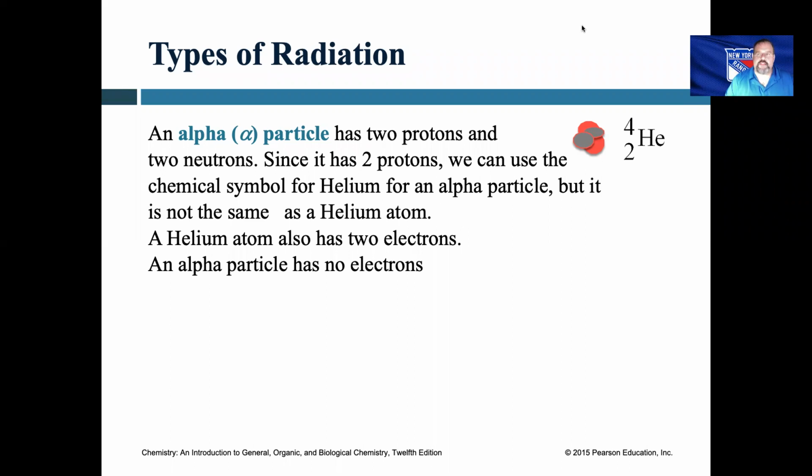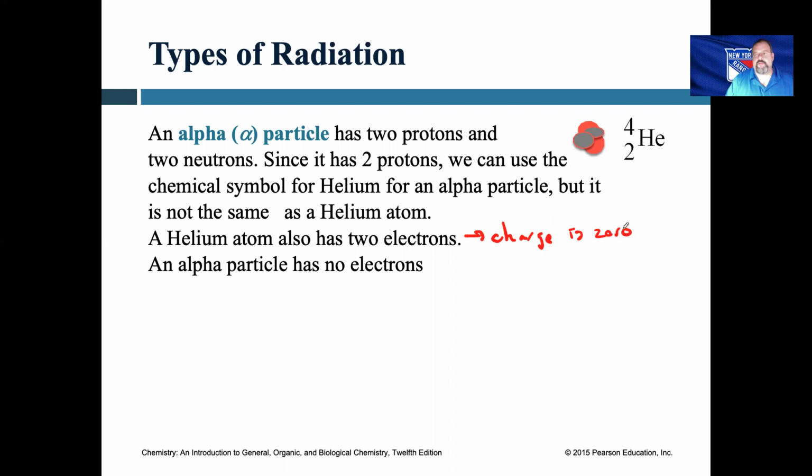Now, in terms of writing the atomic symbol for an alpha particle, since it has 2 protons, we can use the chemical symbol for helium, because essentially the only element in the periodic table with an atomic number of 2 is helium. But keep in mind that an alpha particle is not the same as a helium atom. Why? Because a helium atom not only has 2 protons, but it also has 2 electrons. So the charge of a helium atom is 0.